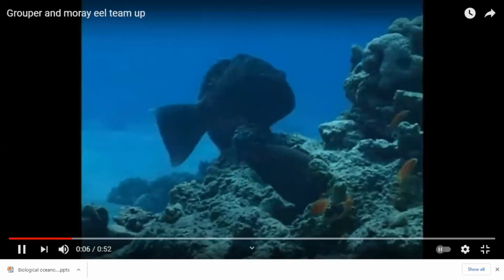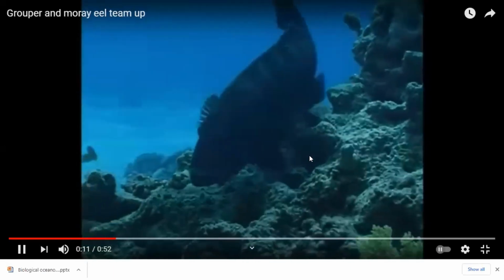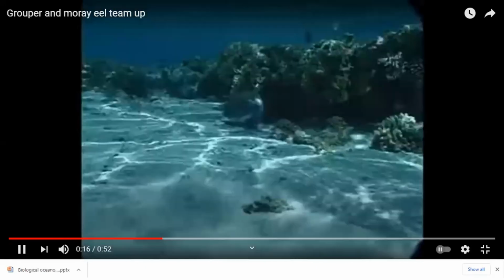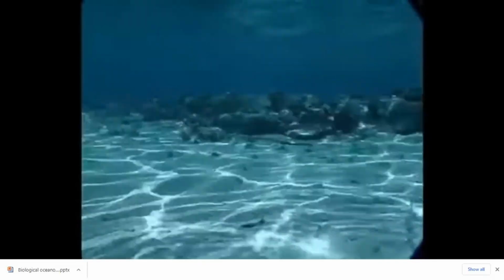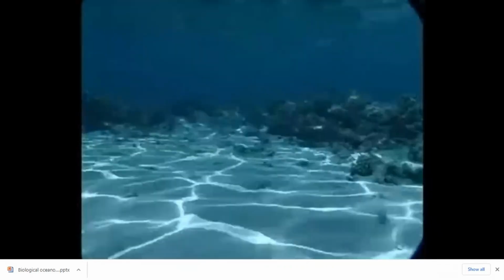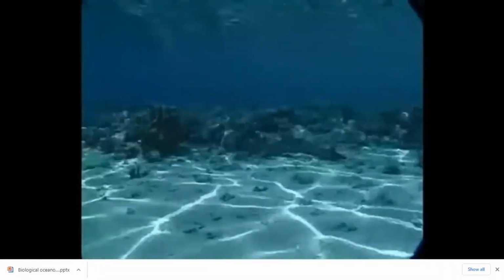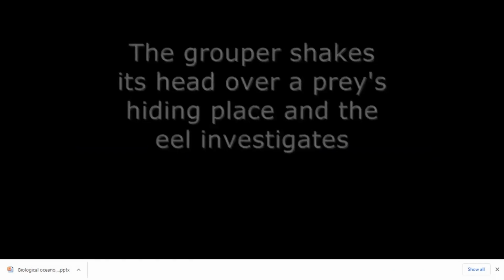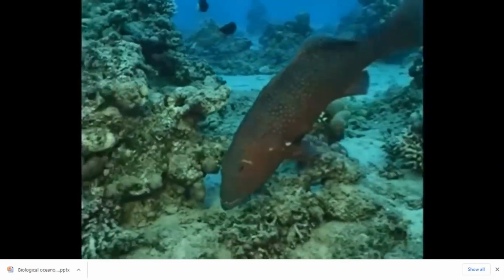You can see the video here. This is the headstand that the grouper is doing to the eel. And now the eel will come out, and the grouper and eels will swim together. Okay. And then again the groupers will do the headstand. And then the eels investigate. See this movement with the head.